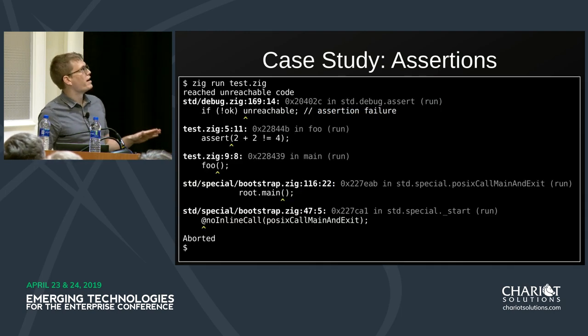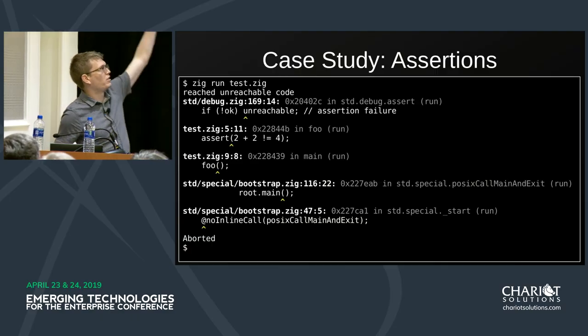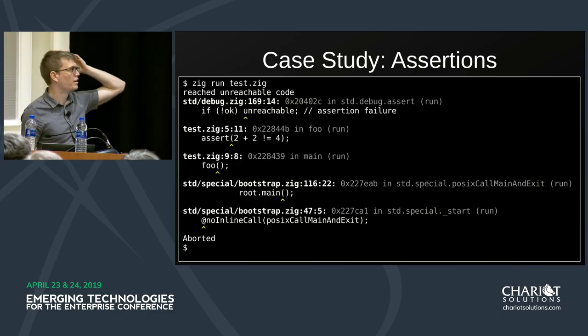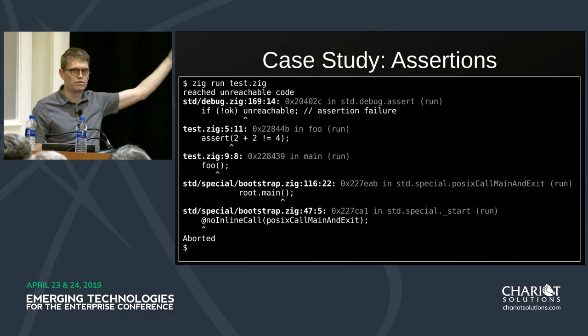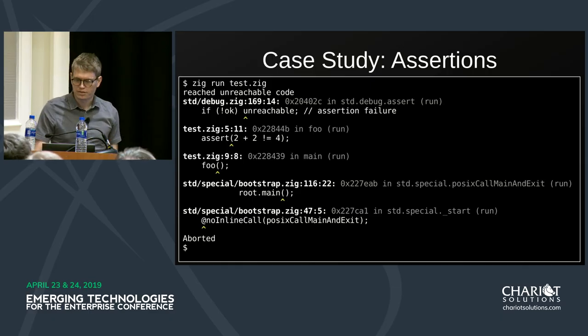All right, here's what we're looking at now. We have all the information we had from before, but more. We have the entire stack trace telling you how the control flow got to the function that asserted. And this works on all the supported targets. Works on Mac, Windows, Linux, FreeBSD.